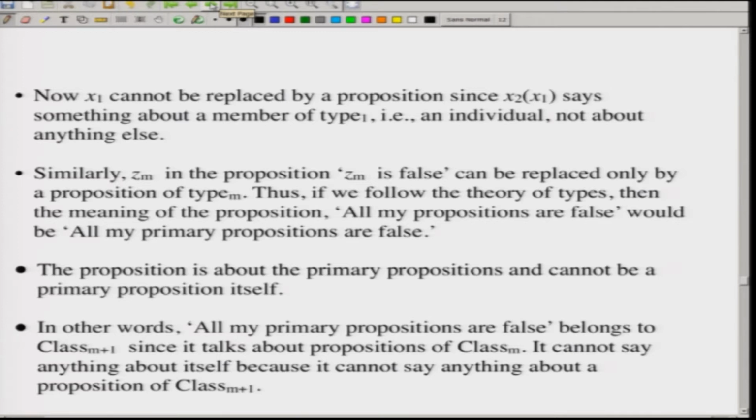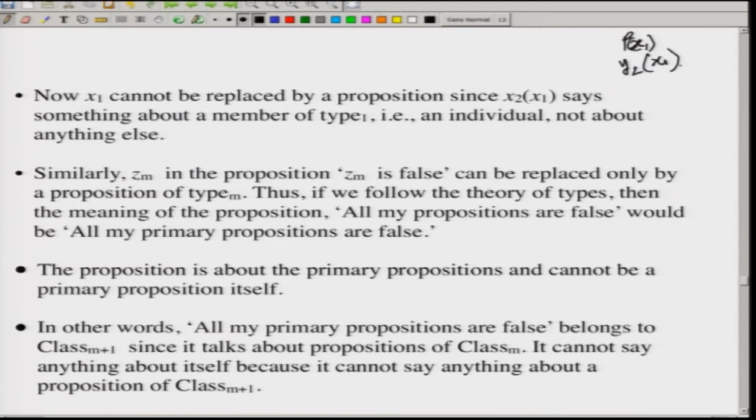We remember this. What is a primary proposition? It has to have this format, or to be more precise, this format. Now, this x1 cannot be replaced by the proposition itself. Similarly, Zm in the proposition 'Zm is false' can be replaced only by a proposition of type M.